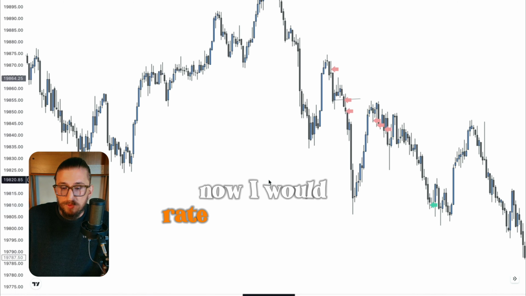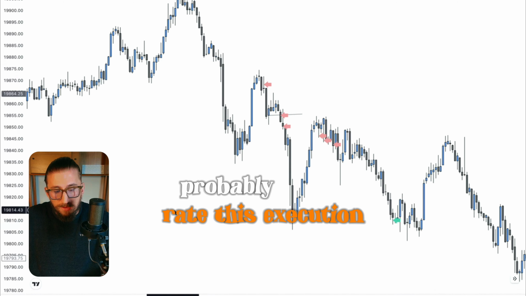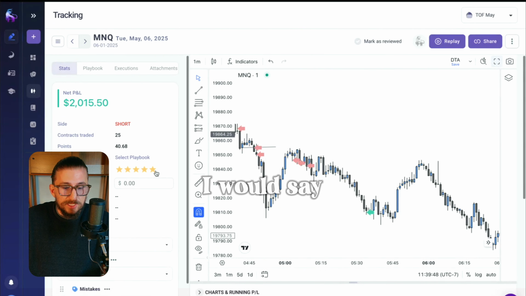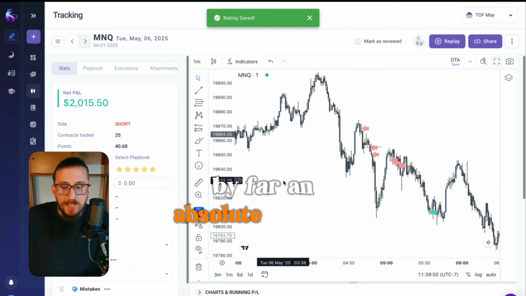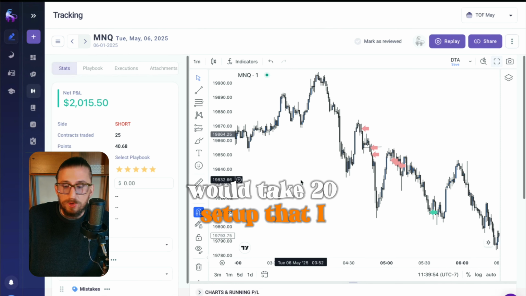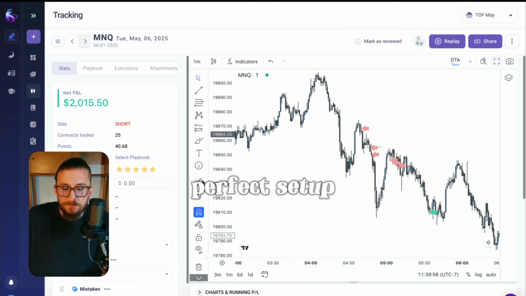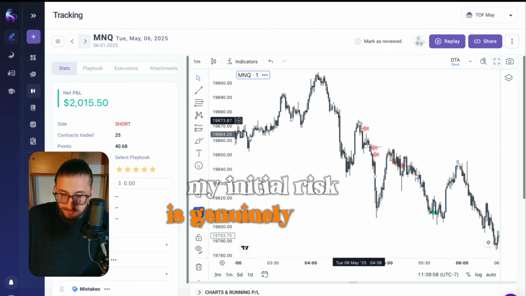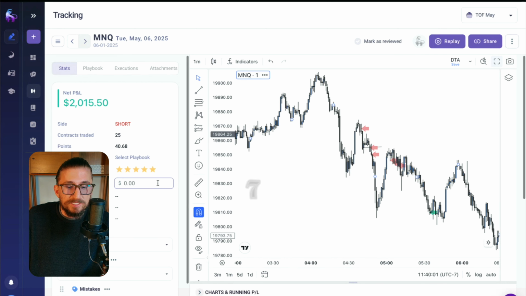Now, I would rate this execution probably 10 out of 10. I would say this is by far an absolute clinic of a trade. This is a setup that I would take 20 out of 20 times. Perfect setup. My initial risk is genuinely about right here, 19,873.